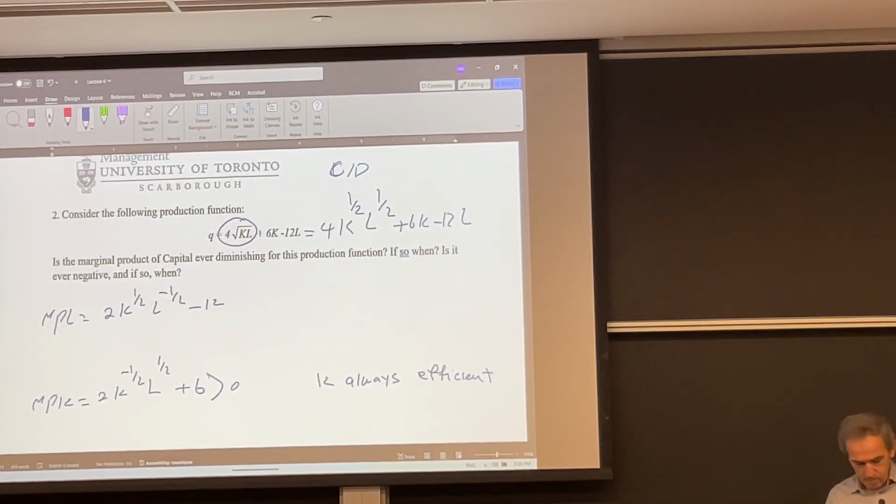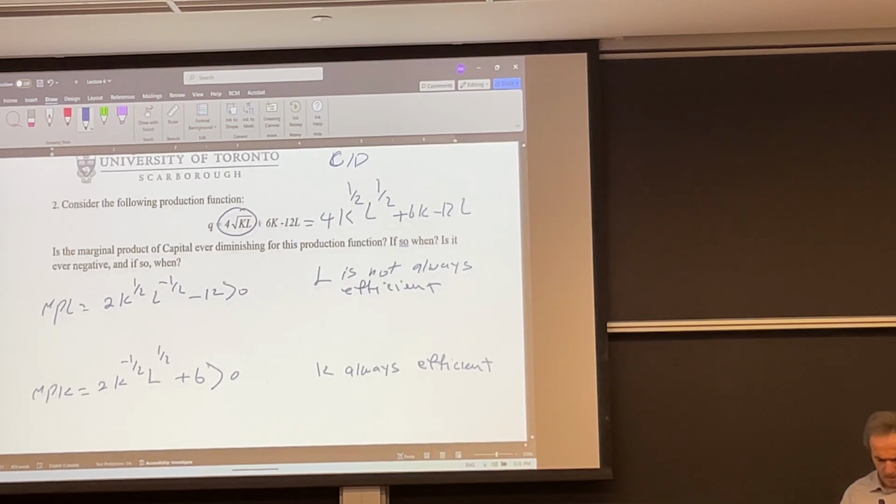What about the labor? Is the labor always efficient? No, it will only be efficient if this is more than 0. So labor is not always efficient. If you use too much of it, it will become inefficient. Labor is not always efficient because too much of it will make that negative. Alright? So we'll talk about it in a bit, but that's the first.